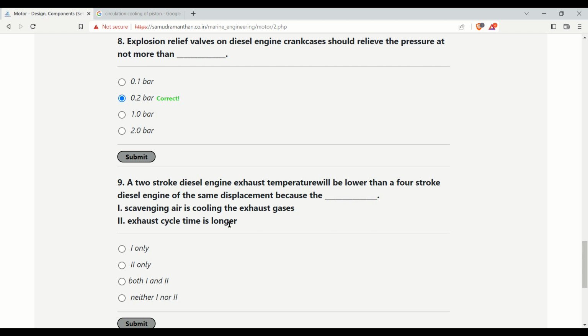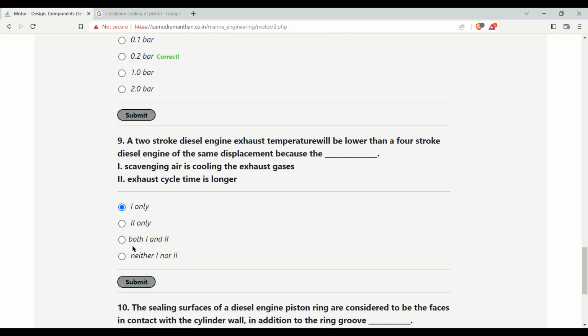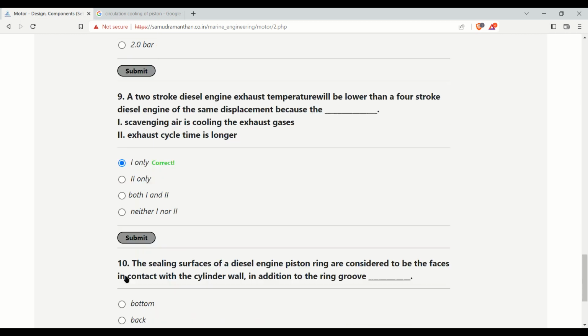In a four-stroke cycle, the exhaust cycle time is longer, but here in this question the two-stroke diesel engine is being discussed, so this won't be the answer. And there is a possibility this is the correct option, that scavenged air is cooling the exhaust gases. If the scavenged air cools the exhaust gases, then the temperature will automatically get reduced, right? So this is the correct answer.